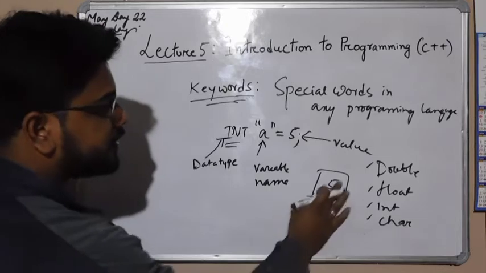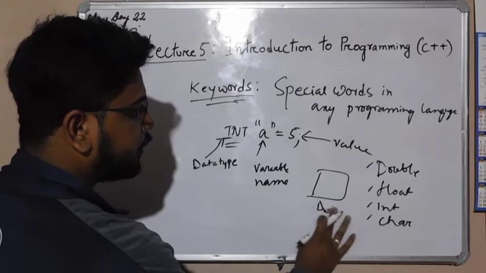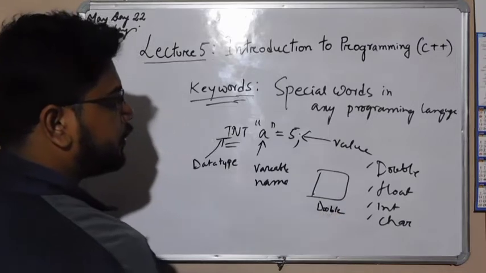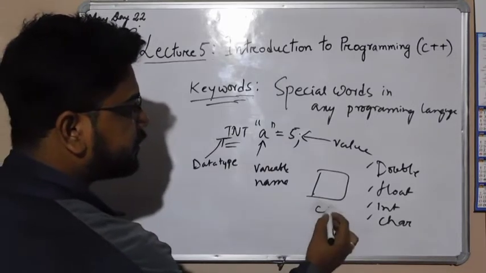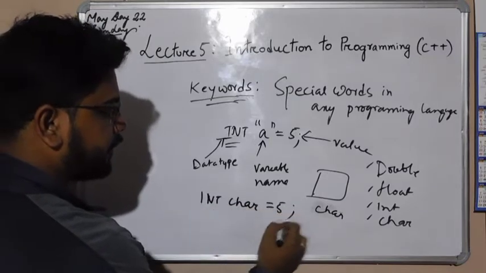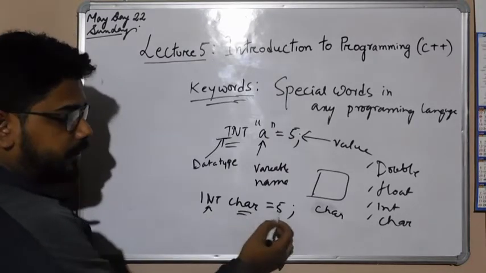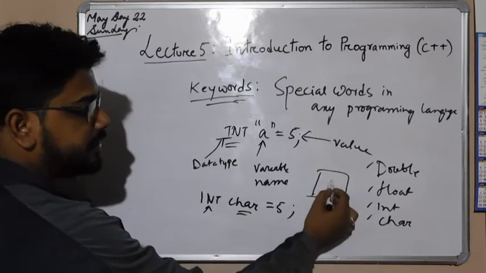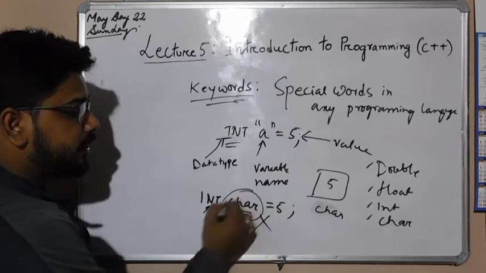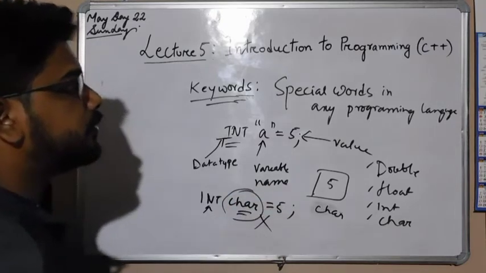For example, you cannot create a variable and give its name as double. You cannot create a variable and give its name as, for example, char. This int char equal to 5. So this is the data type, this is the name that you have given to this variable, and it is having the value 5. Now is it valid? No, it is not valid because you have used this keyword here for giving the variable name, which is not valid according to C++.